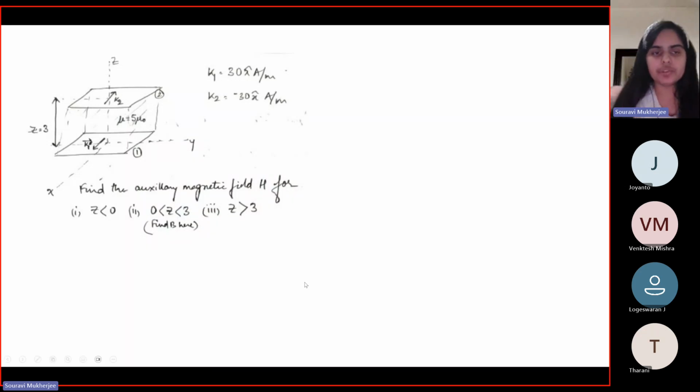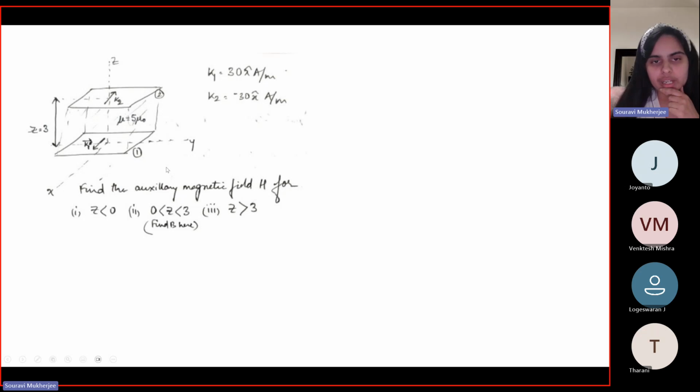So here you have two such current carrying sheets, and K1 and K2 are specified. You can see that K1 and K2 are in two reverse directions. You are asked to find the auxiliary field H for these three sections. So can you tell me what the values would be?